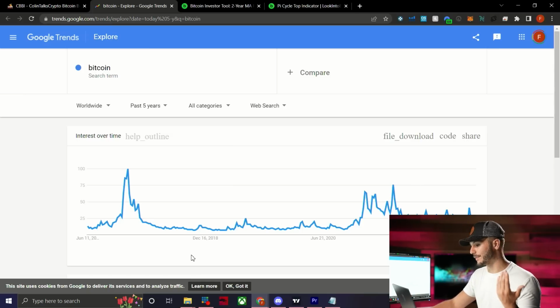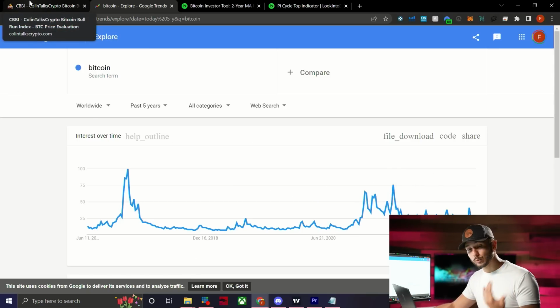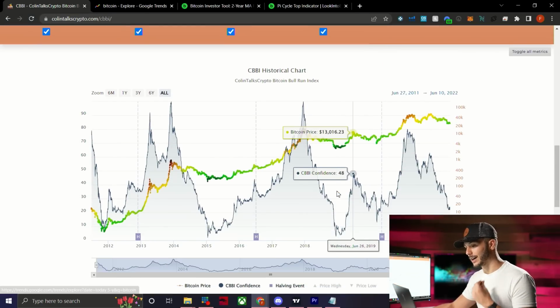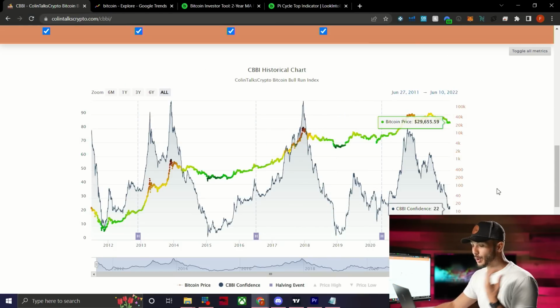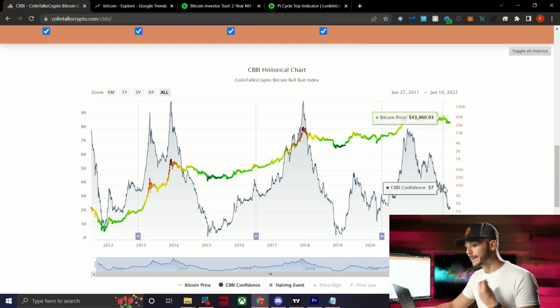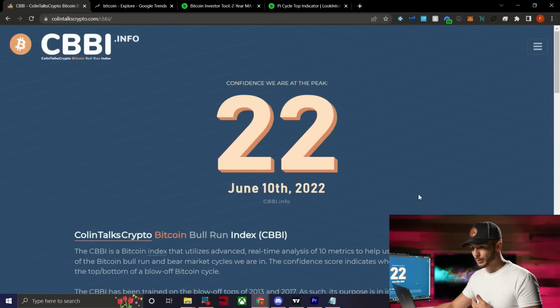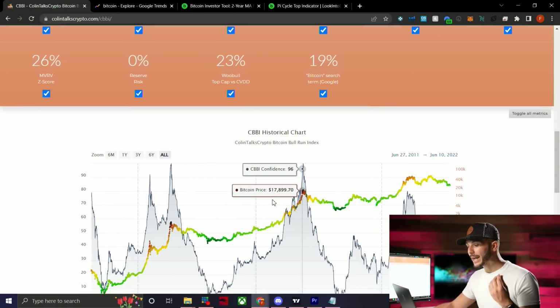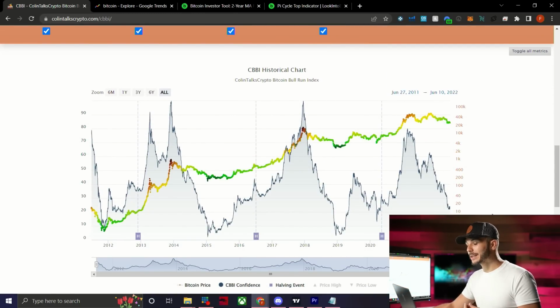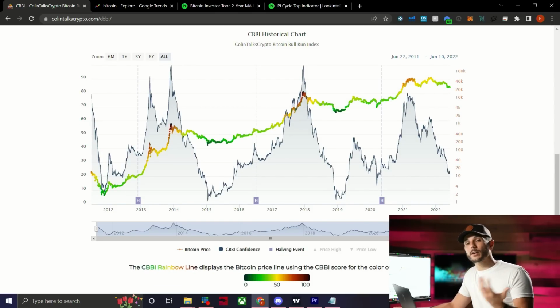You had your top in 2017, your top in 2021. So absolutely a great metric to have included on the CBBI. Now, you'll notice if we look at the CBBI right now, we are currently coming in at a 22, and you can see that on the chart here, or if you just scroll all the way to the top. But it is very interesting because I know a lot of people think we are approaching the absolute bottom of this bear market.